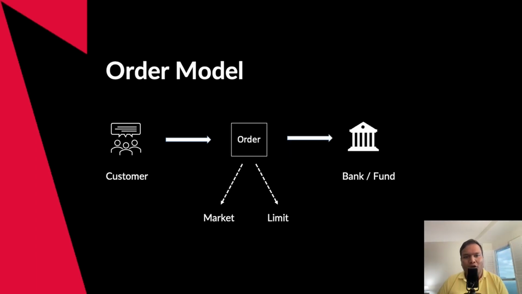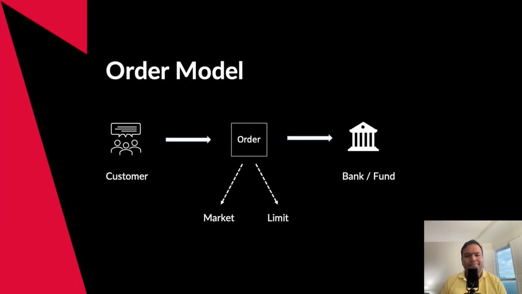Next, let us look at the order model. Here the customer places an order with the bank or fund, which then goes on to execute it either partially or fully. There are different types of orders, but let us look at the two main types. The first one is the market order. An easy way to remember this: market order is market price, limit order is limited by price.